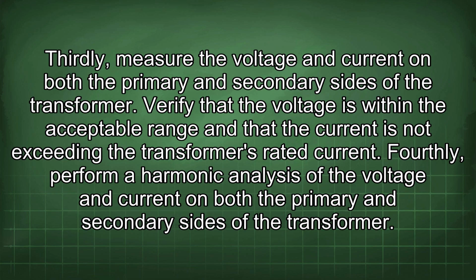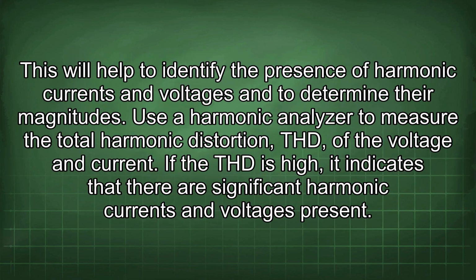Fourthly, perform a harmonic analysis of the voltage and current on both the primary and secondary sides of the transformer. This will help to identify the presence of harmonic currents and voltages and to determine their magnitudes. Use a harmonic analyzer to measure the total harmonic distortion (THD) of the voltage and current. If the THD is high, it indicates that there are significant harmonic currents and voltages present.